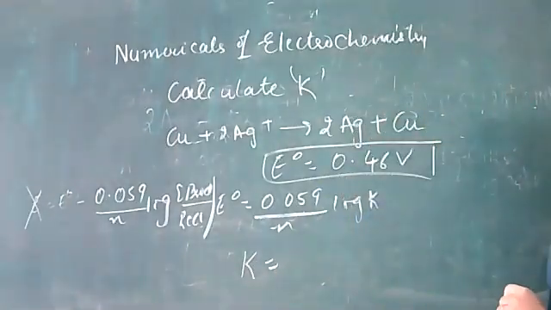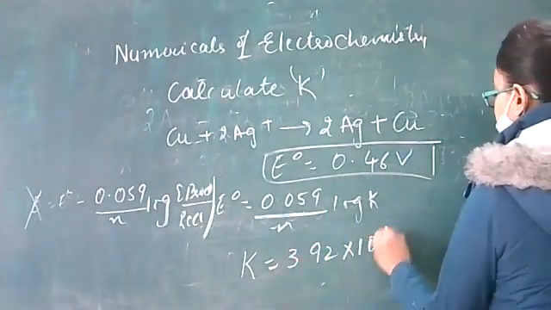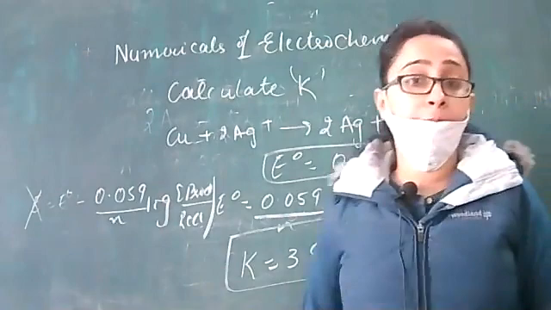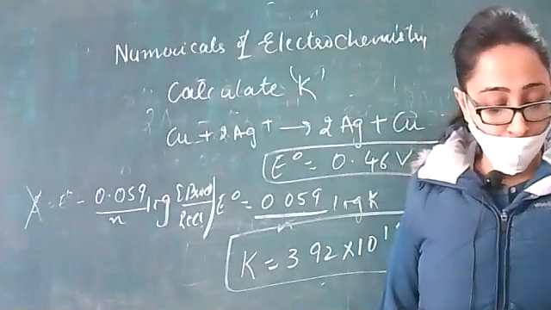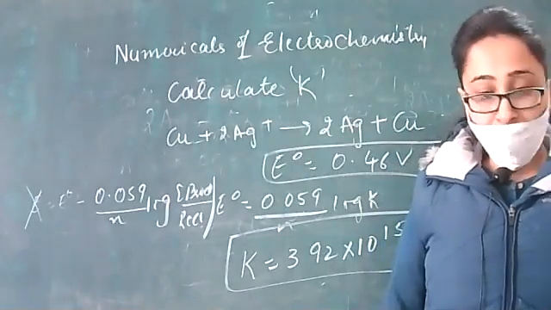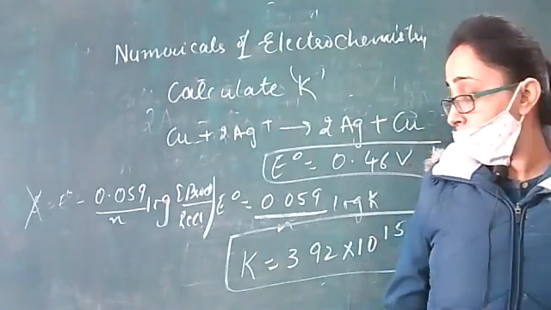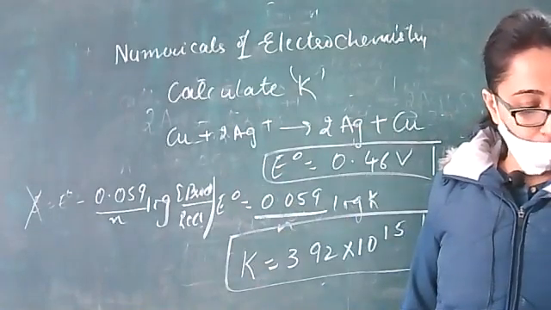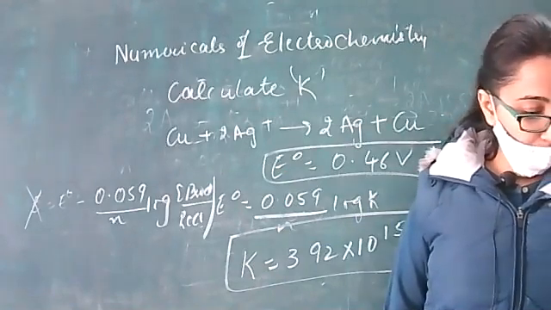Write down the value of K you will be getting: 3.92 into 10 raised to the power 15. This is the value of K after putting all the values. So we have done different types of numericals. We have taken nFE naught, we have taken delta G, and E naught equals 0.059 divided by n log K also. So most of the types of numericals we have completed.